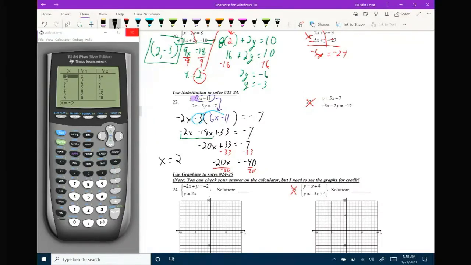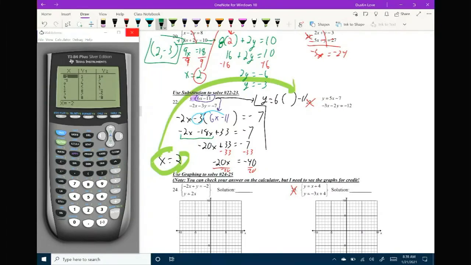Now I'm going to jump up to the top. I'm going to pull this equation out. y equals 6x minus 11. And again, I'm going to pull this number and put it in there. So that would be 2. Simplifying down, I get y equals 12 minus 11. So y equals 1. So my answer to this problem is 2, 1. And put that there so I can see it easily. Okay.